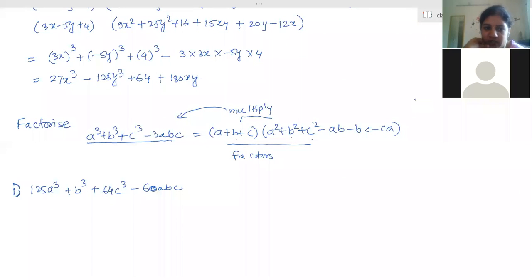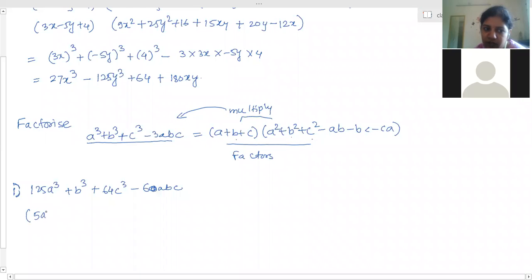So whose cube is this? First write down these terms in this order, so that you will get the values of a, b and c. 125 a cube is 5a whole cube, plus b cube, plus 64 c cube is 4c whole cube, minus 3 into 5a into b into 4c. Does it make 60 abc? 5 threes are 15, 4 fifteens are 60. Yes, 60 abc it will make.